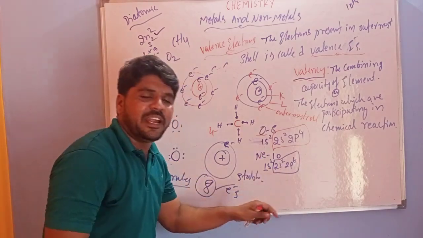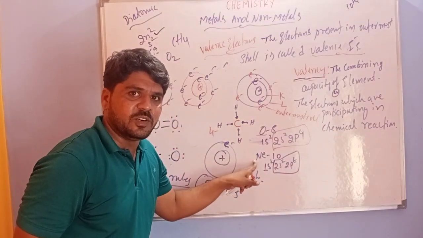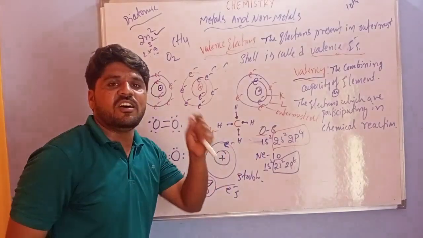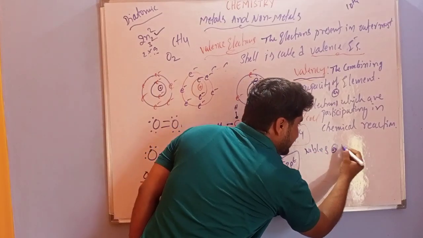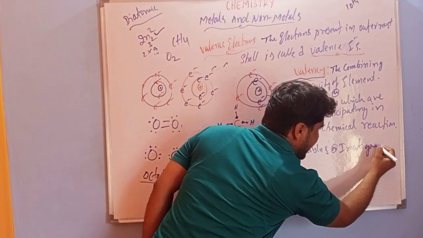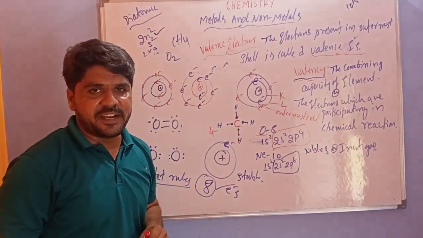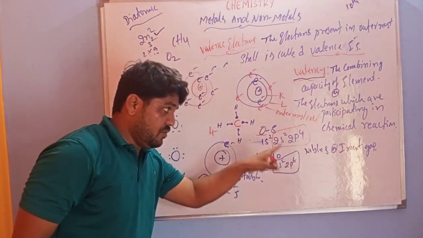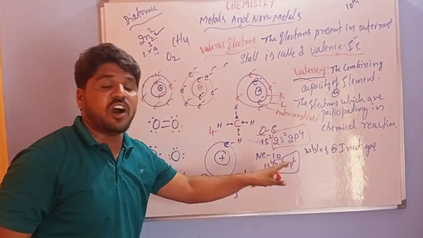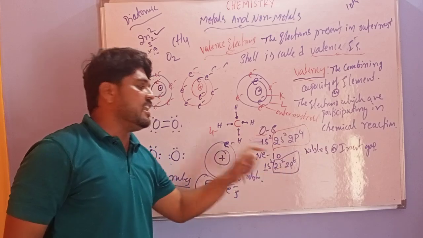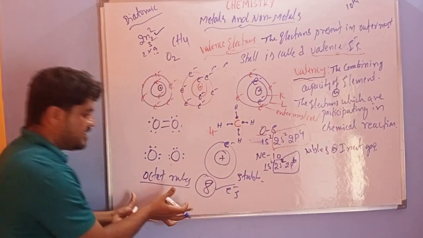That means this element does not react with other elements. Noble gases, or one more name, inert gases. Noble gases are inert gases or inert elements. That means the elements which do not react with other elements. Okay, this is what noble gases are. The elements having 8 electrons in the outermost shell we call inert elements. So like this, when 8 electrons are present in the outermost shell, we call it the octet rule.